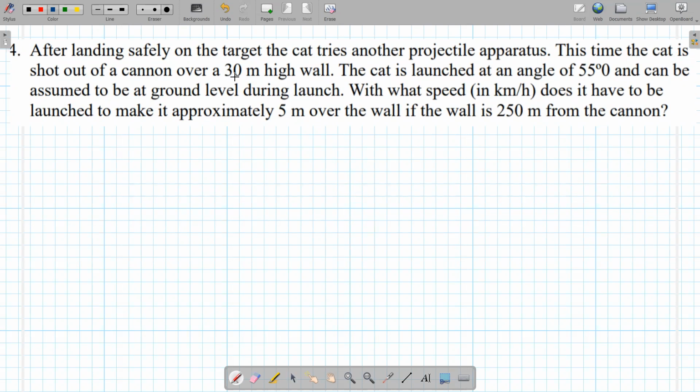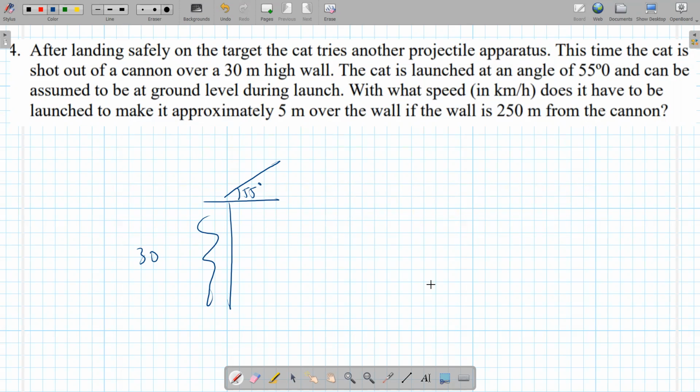All right, now let's look at this. The initial height is 30 meters, okay? So we have something like this, and this is 30 meters. Now what's happened here? The cat is launched at an angle of 55 degrees. Make a rough sketch, step 1. And it can be assumed to be at ground level during launch, so I guess we just ignore this. With what speed does it have to be launched to make it approximately 5 meters over the wall if the wall is 250 meters from the cannon?